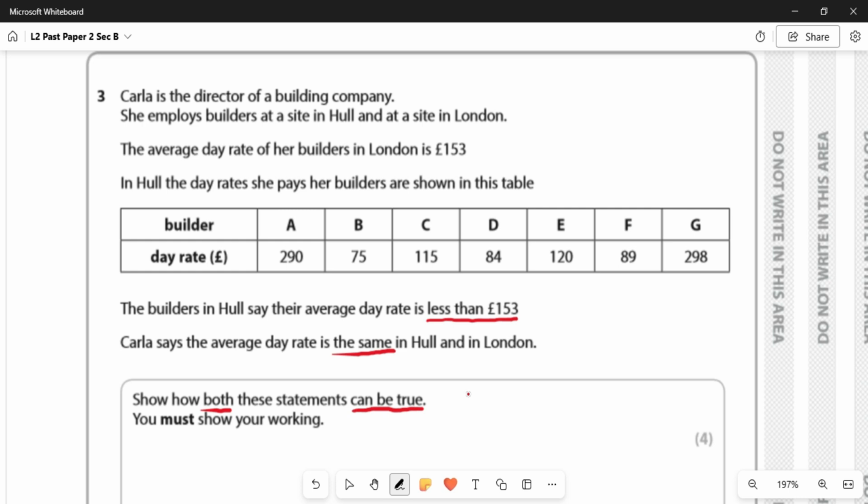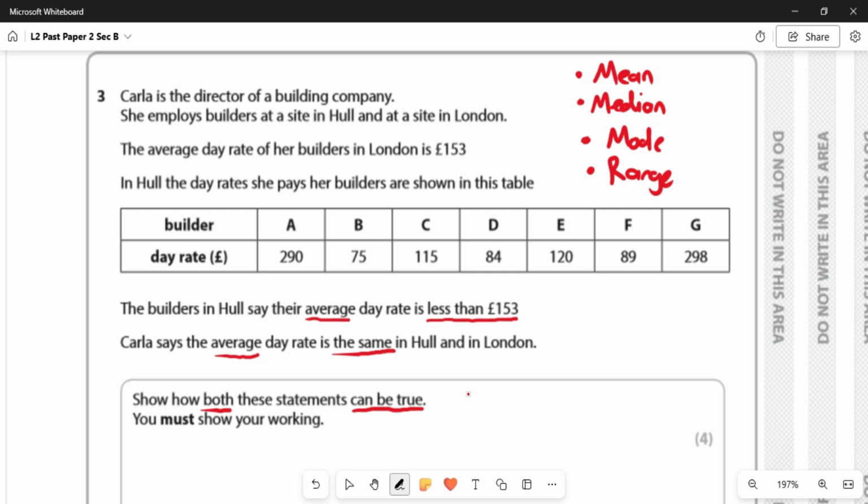Obviously, they're talking about average. When they're talking about average, they could be talking about mean, median, mode, or range. Yes, these are the 4 different averages. Usually they're talking about mean, but in the context of this question, they said the builders in Hull say the average day rate is less than 153, whereas Carla says the average day rate is the same.